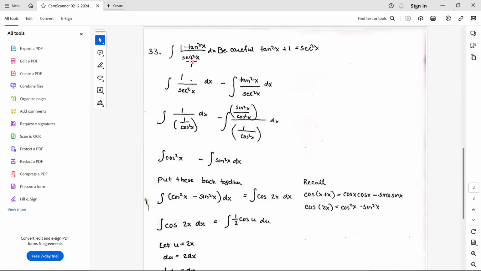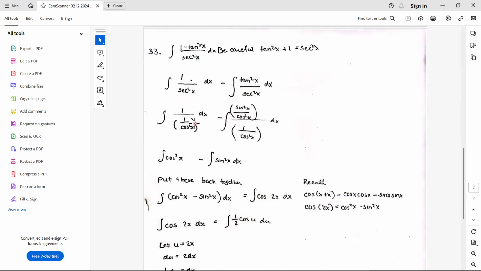Now I could have plugged that into this equation, and then I would have had conjugates at the top and the bottom, but I wasn't too keen on that. So I decided to take a different approach, and I decided to divide both terms. This is one term at the bottom, secant squared x. I decided to divide both terms by secant squared. So this is 1 over secant squared x dx minus tangent squared x over secant squared x dx.